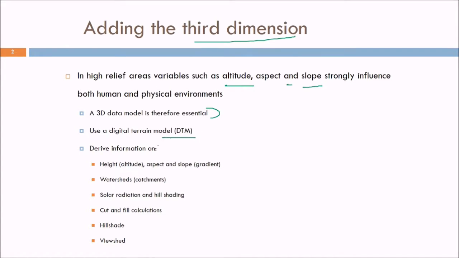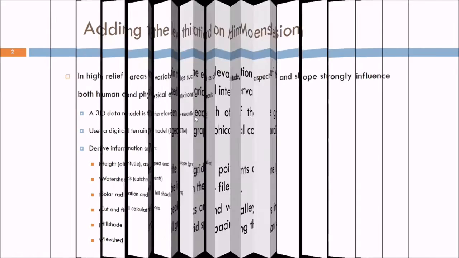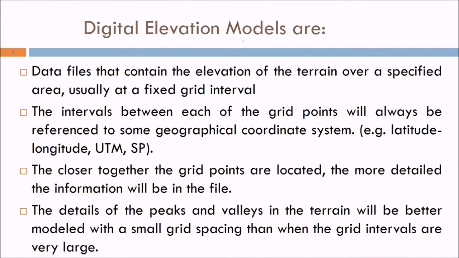For that, we use the digital terrain model. These are often synonymous with DEM and DSM, digital elevation model and digital surface model. We derive information on height, that is the altitude, the aspect, the slope, we'll talk about this slope, watershed, that is the catchment areas, and solar radiation and hill shading, the cut and fill calculations, and the viewshed.